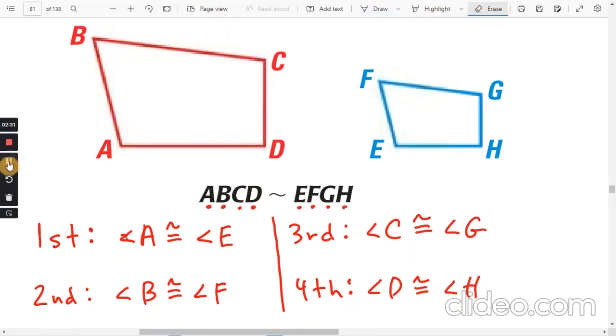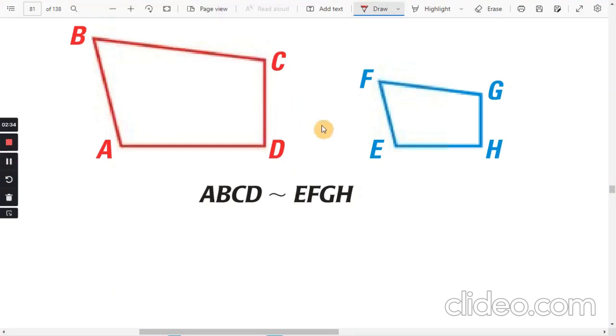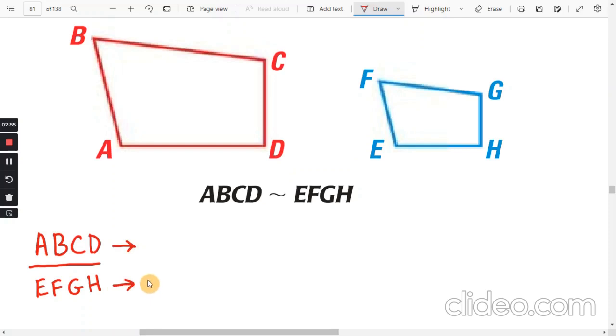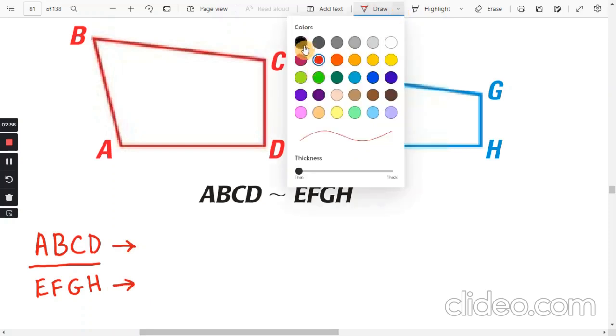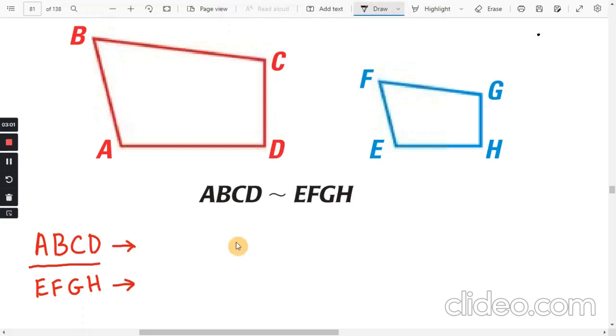Okay, so now we're going to do the sides. Now, the angles are congruent, but the sides are in proportion. All right, so since ABCD is written first, I'm going to use that in the numerator, and then EFGH in the denominator. All right, so the sides are in proportion. They are not congruent. So if we take the first 2 letters, AB and EF, we can write one over the other. So I'm going to write AB over EF.